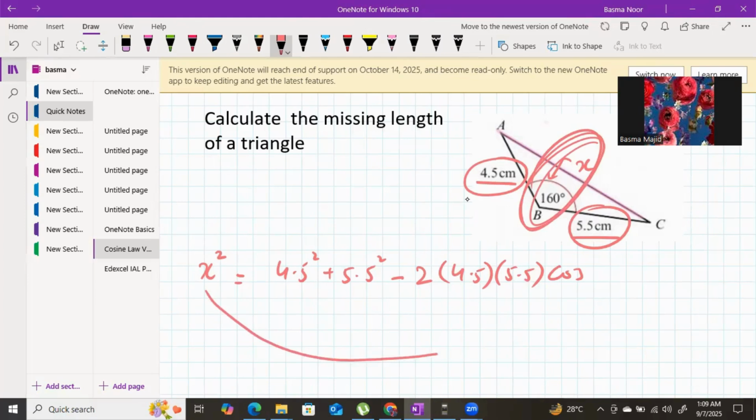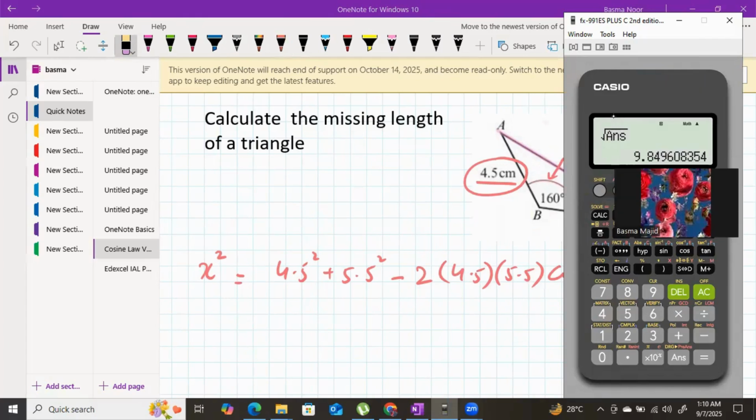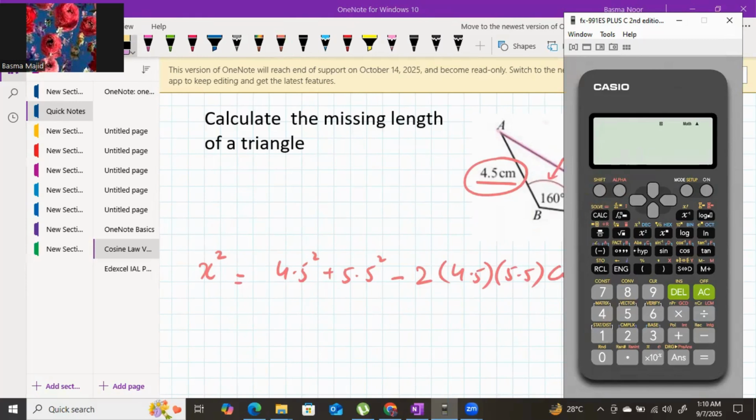So the missing side is x. I will use the angle opposite to that, which is 160 in this case. Okay, so what you can do, you can directly put everything in the calculator. So we're just gonna put the whole thing in the calculator here. So 4.5 squared plus 5.5 squared minus 2 times 4.5 times 5.5 times the cosine of 160 degrees.